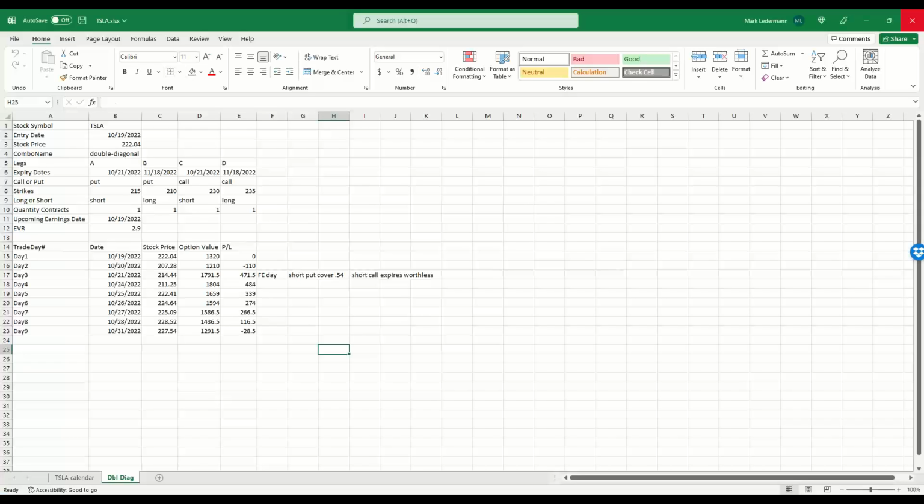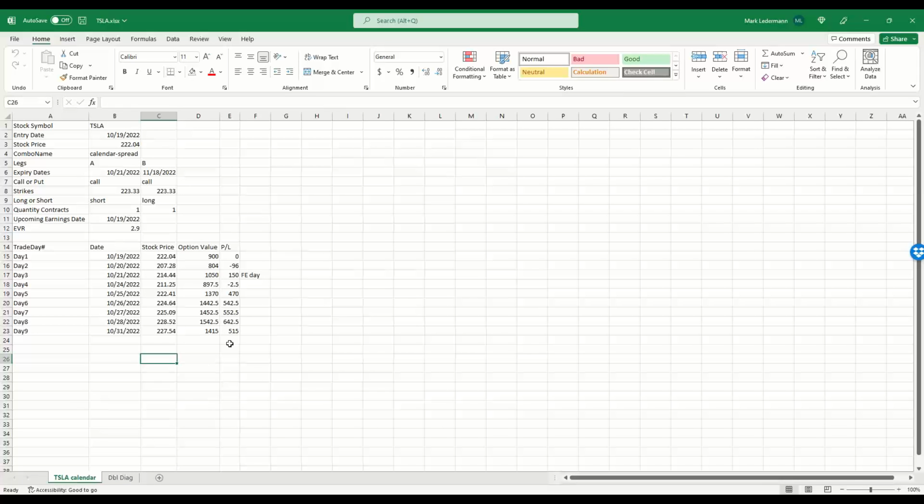And then last but not least, I'm going to show you Tesla, because with Tesla, I did something different. I did a Tesla calendar spread. What we've dubbed as the Iron Eagle. This is the at the money calendar spread. And this actually didn't pan out on the first day. Held to FE day, there was a $150 profit against a $900 at risk. This is a defined risk trade.